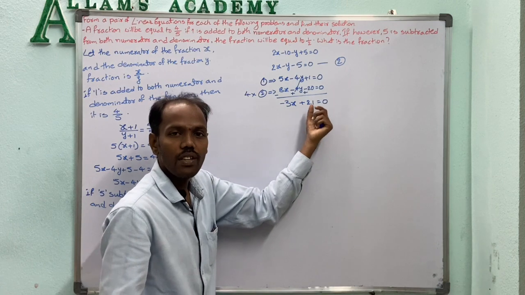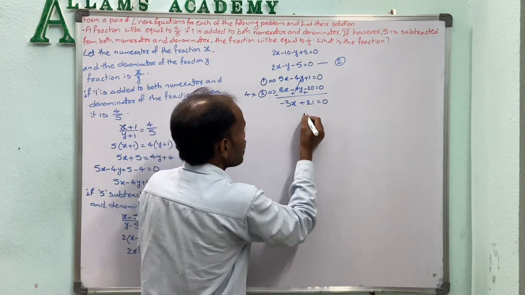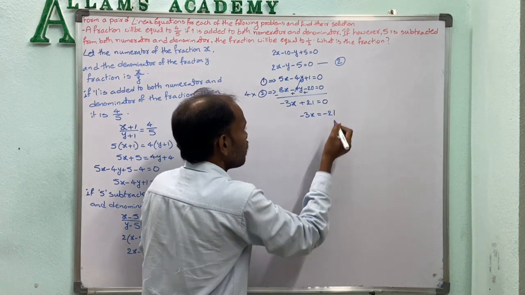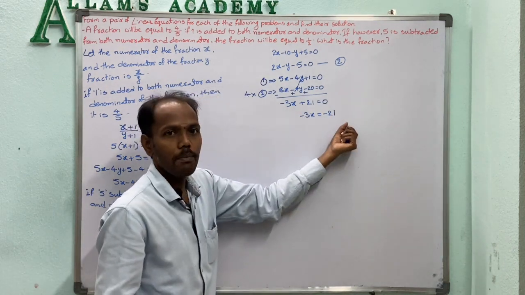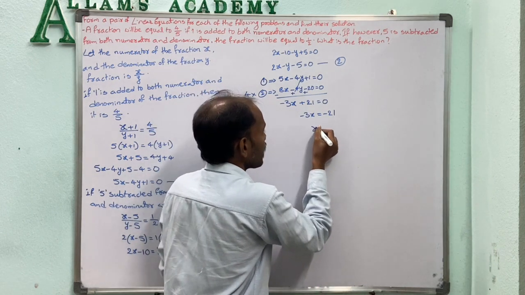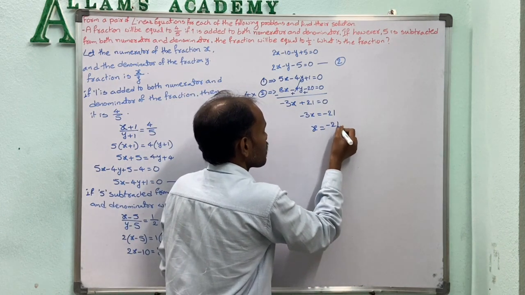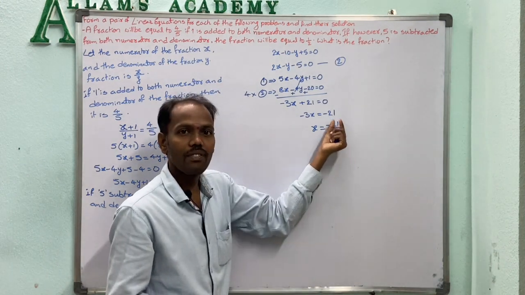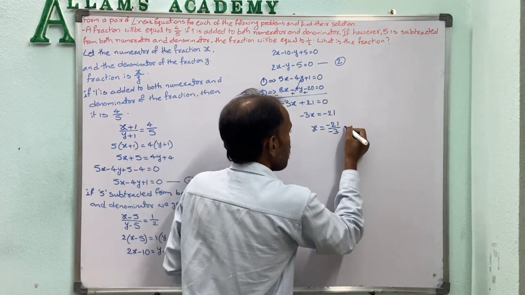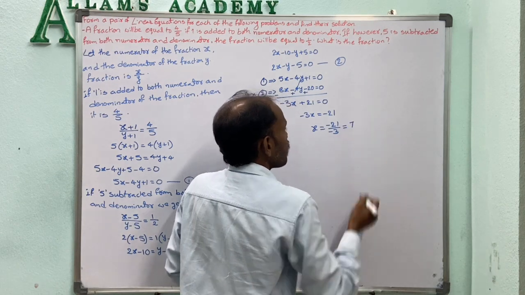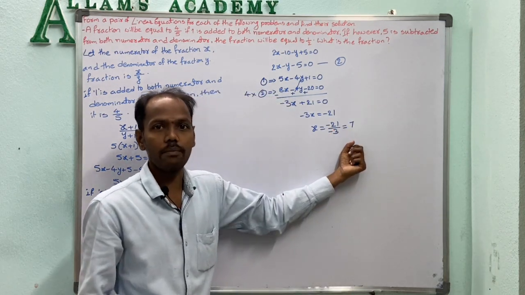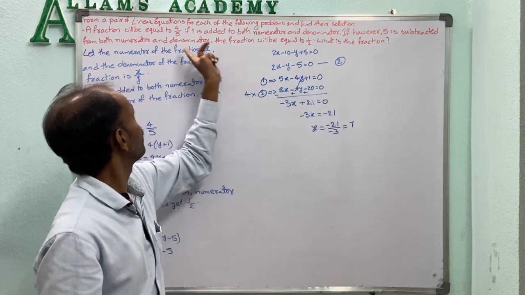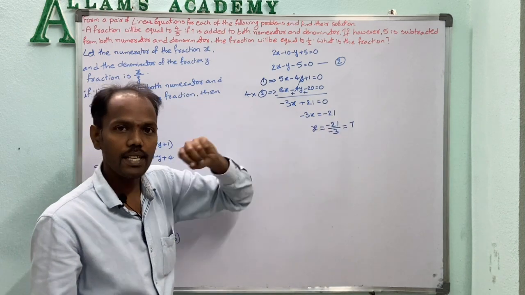Now transferring plus 21 to that side, minus 3x equal to minus 21. Now the multiplication by minus 3 transfers to that side as division by minus 3. So minus 3 ones are minus 3, minus 3 sevens are minus 21. So minus 21 by minus 3 is nothing but 7. So we get x equal to 7. x is nothing but the numerator, so the numerator is 7.